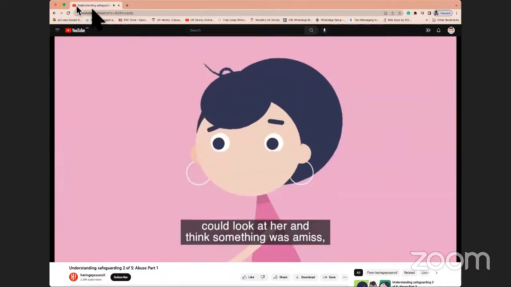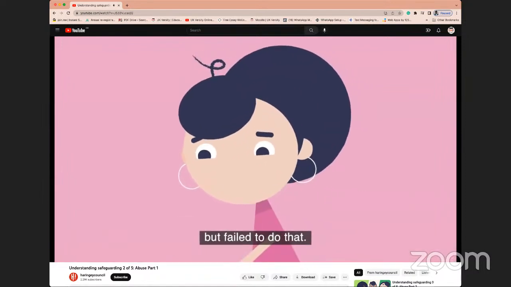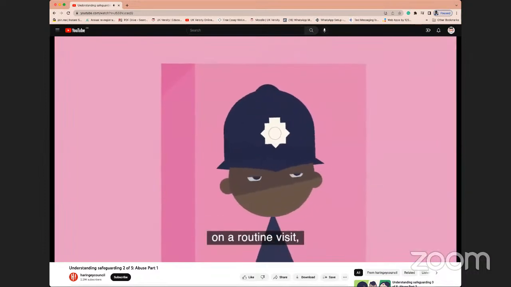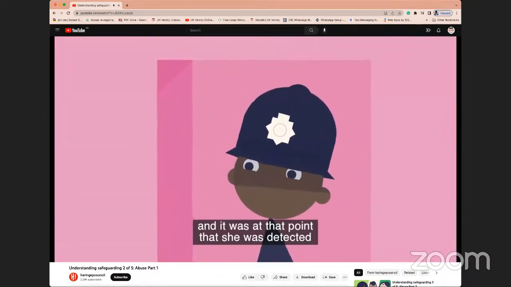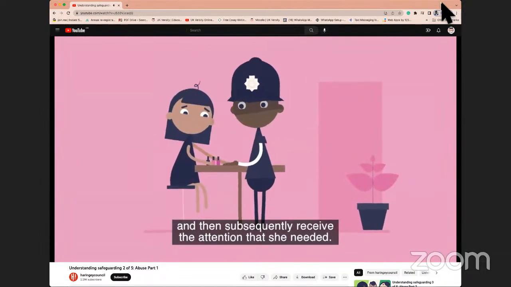Something was amiss, could have noticed that something wasn't quite right, but failed to do that. In this particular case, police came into the nail parlour on a search on a routine visit, and it was at that point that she was detected as a victim of trafficking, that she was able to come out and then subsequently received the attention that she needed.